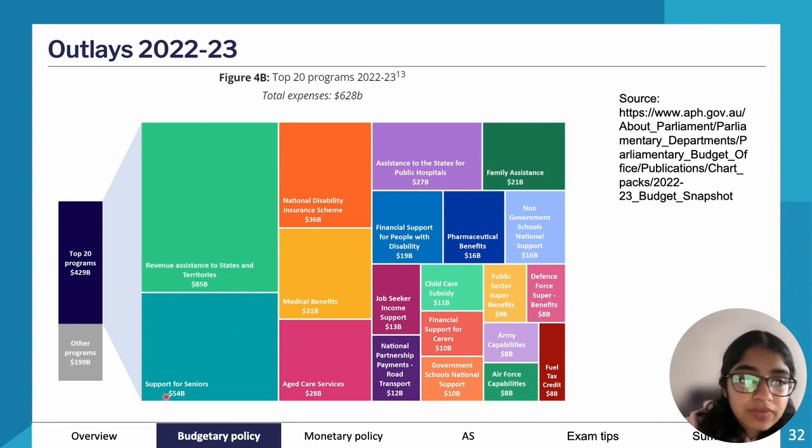Another one, support for seniors. That could include stuff like pension, and I think it would mainly be pension, and so on. So you can see where a lot of the budget is going. And you can see a lot of it is actually for welfare. So support for seniors, NDIS, aged care services, and so on. They would mainly be for welfare. So you can see that's where most of the budget is going.